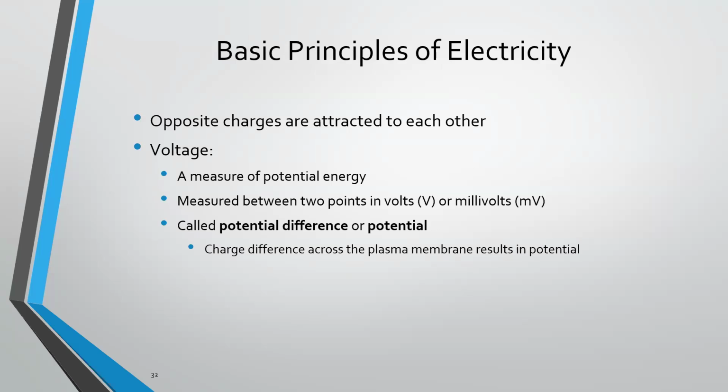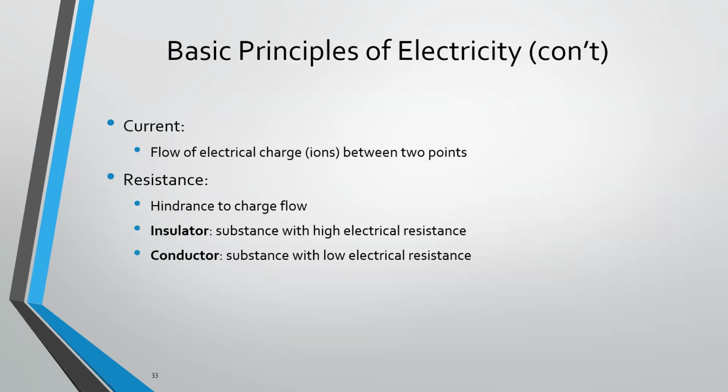So when we have a voltage, that is a measure of potential energy. We're going to watch a video here later as well that compares this to a battery, where you have potential energy in that battery and it can be measured. And this is called the potential difference, or the potential. And that charge is the difference across the plasma membrane that results in that potential.